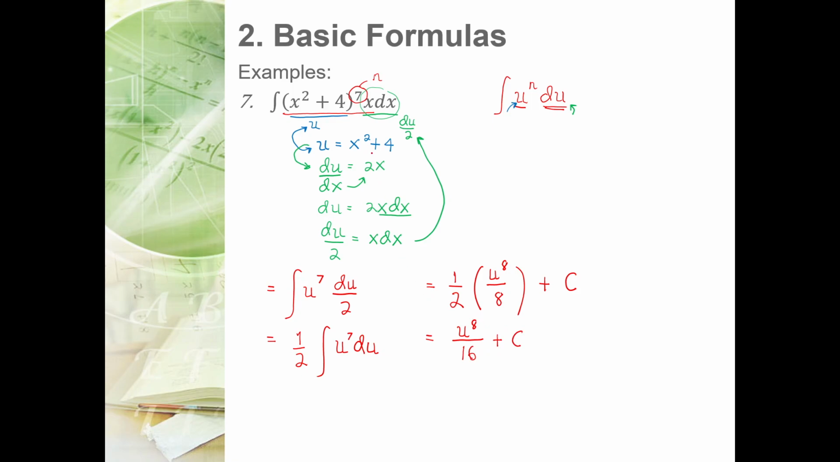Don't forget to bring back the value of your u parameter, because if you don't return the value, your credit will only be 2.0. You're not given the full credit for your answer. So the final answer is x squared plus 4 raised to 8 all over 16 plus c. This one is your final answer.